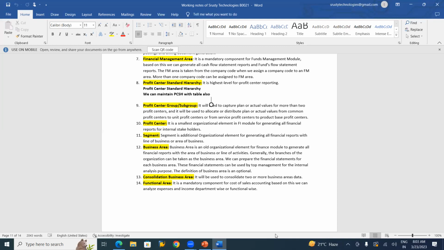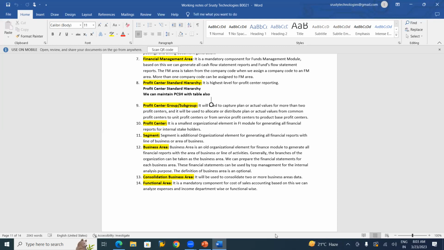The segment reporting is a part of new GL accounting. First I'll teach, we will have a discussion on business area. Then we will compare both. What is the difference between these two? Okay, next one, business area.